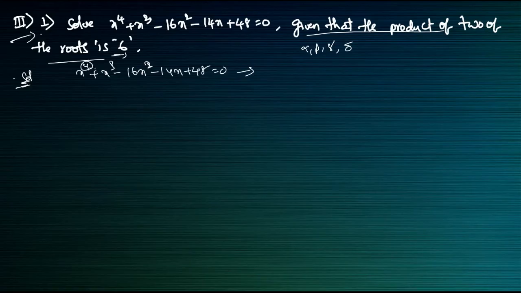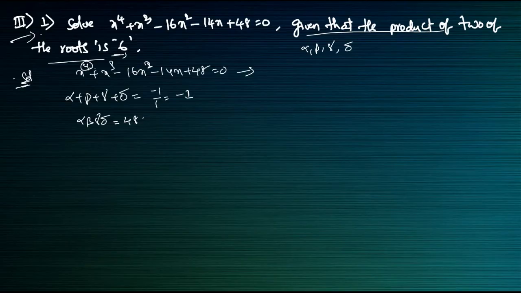Here the sum of the roots, alpha plus beta plus gamma plus delta, is equal to minus b by a, so it becomes minus 1 by 1, that is minus 1. And the product of the roots, alpha, beta, gamma, delta, is equal to e by a, so 48 will come here.